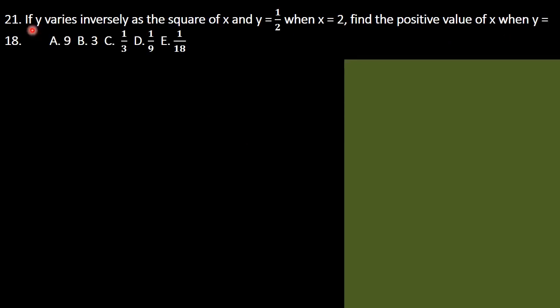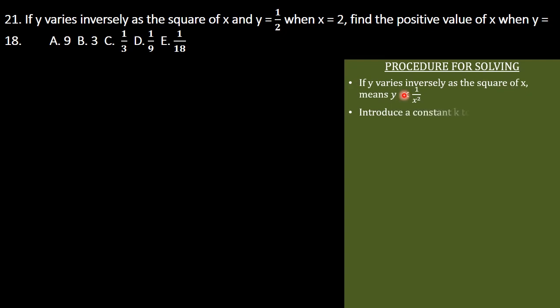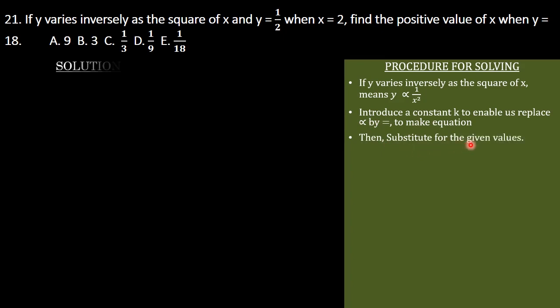Question 21. If y varies inversely as the square of x and y equals 1 over 2 when x equals 2, find the positive value of x when y equals 18. Procedure for solving this. If y varies inversely as the square of x, it means this expression. Then you introduce a constant k to enable us to replace the proportional to sign by an equals to sign to make an equation. Then substitute for the given values. Let's check the solution. Let's replace proportional to by equals to.